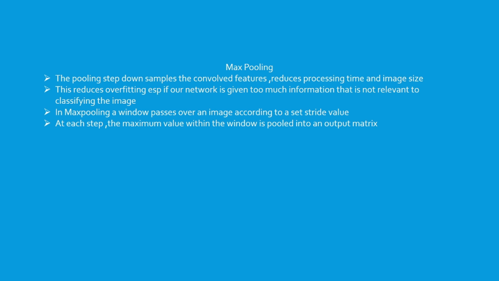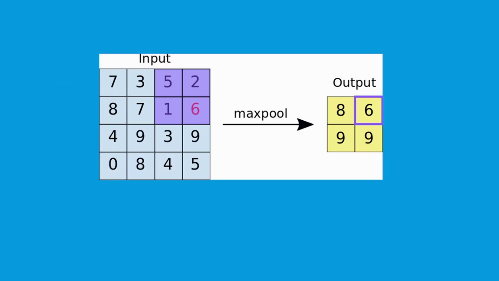In max pooling, a window passes over an image according to a set stride value, and the maximum value within the window is pulled into an output. So let's take a look at this, guys. Here we have our input, and then we have our pooling matrix, right? So it moves with a given stride. Let's say the stride is 1. So if it starts here, what is the maximum value? It's 8. We then print out 8.